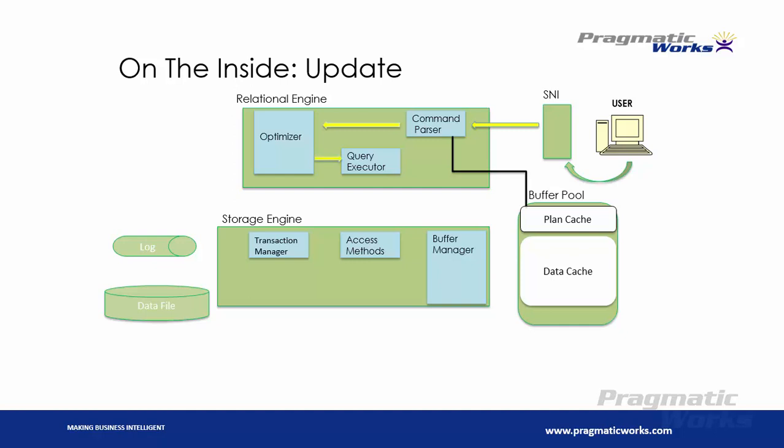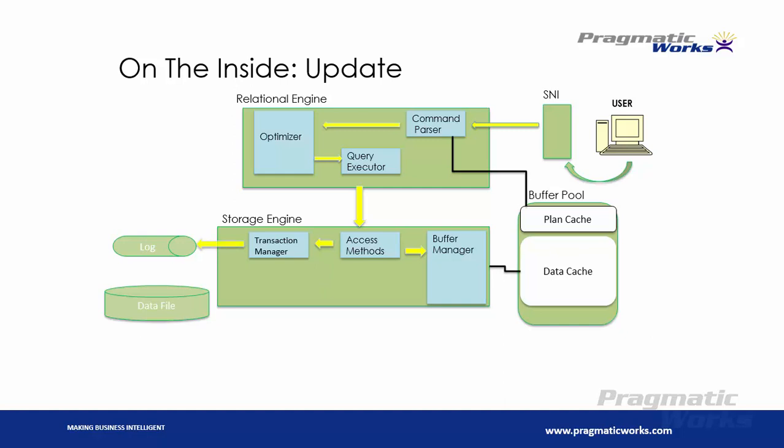The optimizer generates an execution plan and hands that off to the query executor, and the query executor hands the execution plan off to the access methods. Now, access methods, in addition to talking to the buffer manager, goes and writes a copy of the transaction into the transaction manager immediately. The transaction manager is where we get our locks and where the transaction is written out to the transaction log. So we're going out to the transaction log and writing a copy of the transaction there so that we know what changes are being made to which particular row.